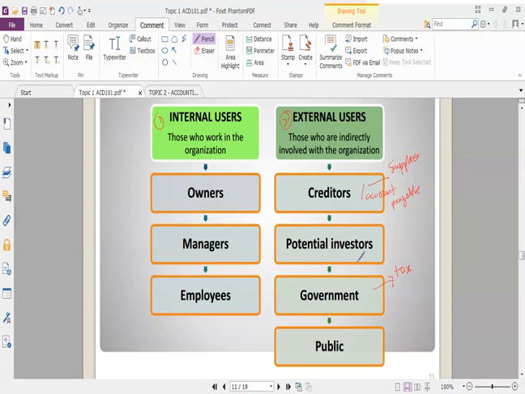Yes, something like that. Business partners, or maybe in a corporation, they are shareholders. Okay, potential investors, after they invest, they buy the share from that company, so they become the shareholders.